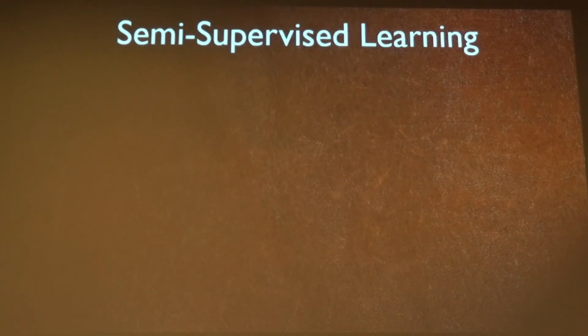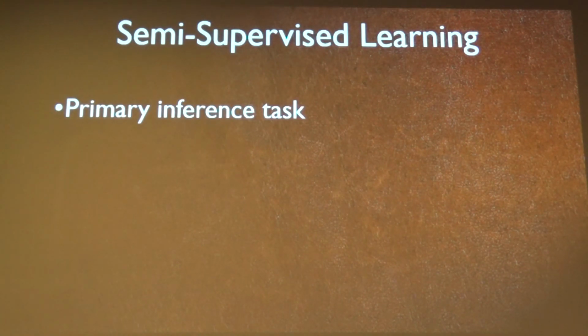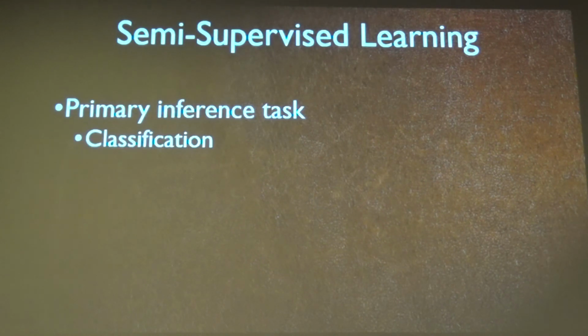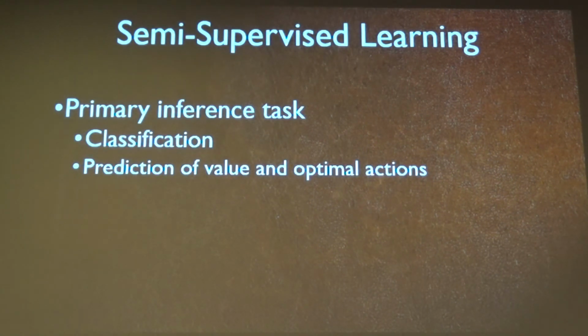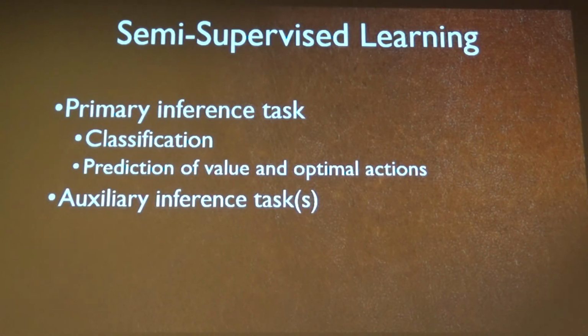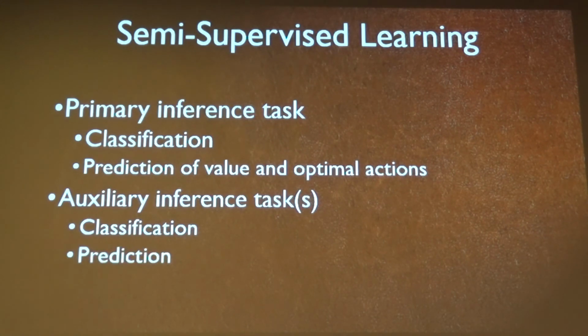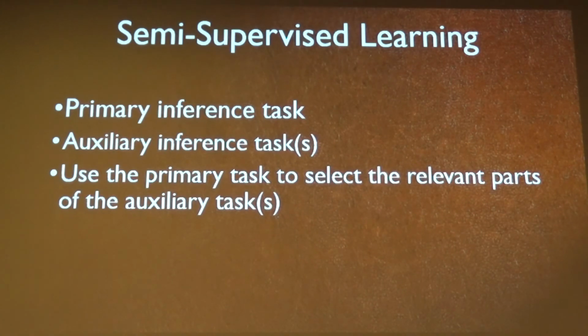Okay, so this is now the summary. This is my recipe for semi-supervised learning and how to properly learn representations. You start with the primary inference task. It could be classification, or, in our case, we are mostly interested in prediction of value and optimal actions. Then you add some auxiliary tasks. You can have many types: classification, prediction, denoising, whatnot. But then you use the primary task to select the relevant parts of the auxiliary tasks, and then you are golden.